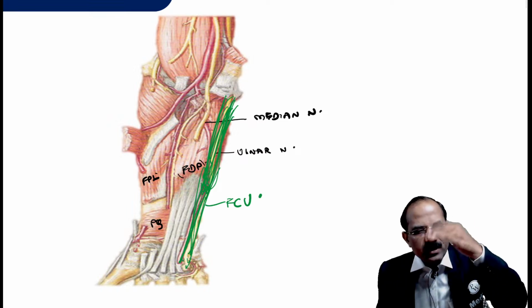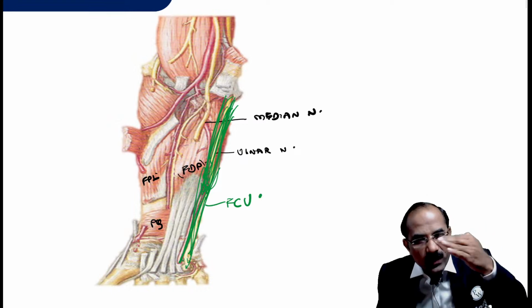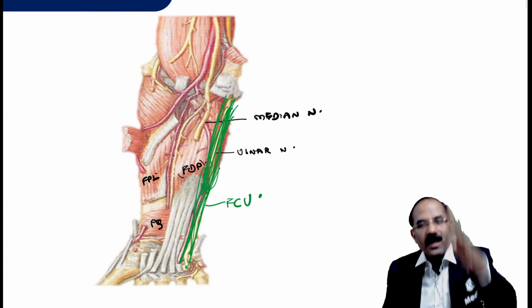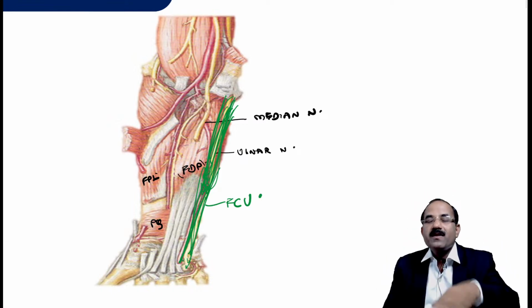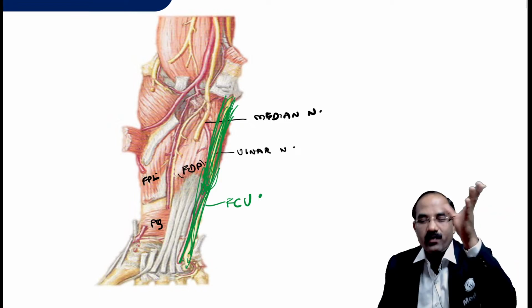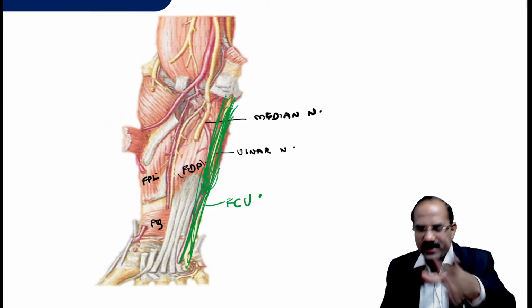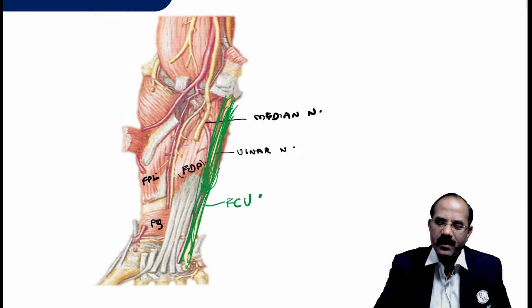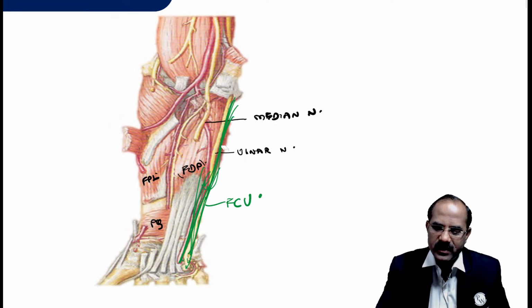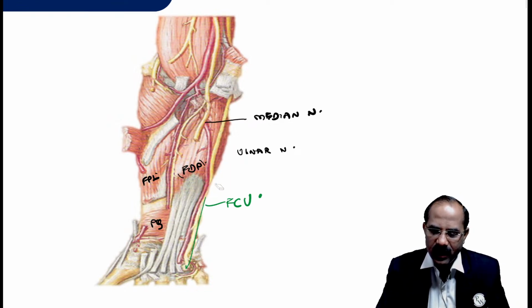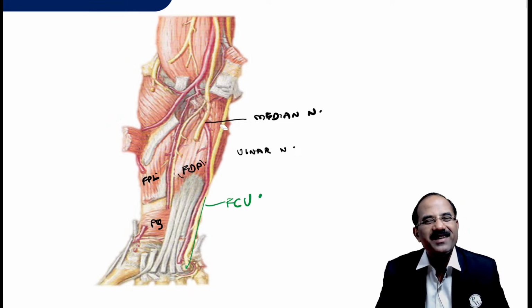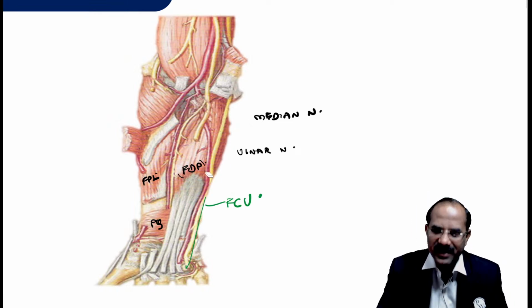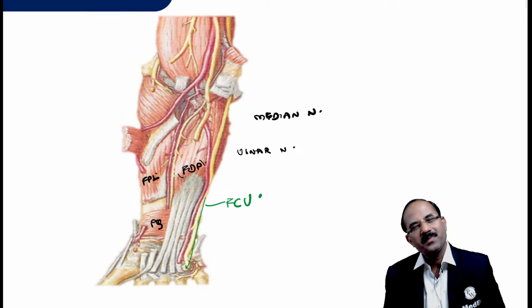Meaning, if you just lift the flexor carpi ulnaris, what will you see? What are you going to see? Ulnar nerve. And what is the muscle that it is lying upon? Flexor digitorum profundus. Is this making sense? Are you following this? So that's the flexor carpi ulnaris. I reflected it. Now what am I seeing? I'm seeing the ulnar nerve lying on which muscle? That's the flexor digitorum profundus.